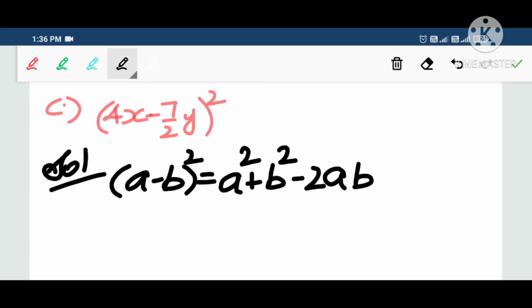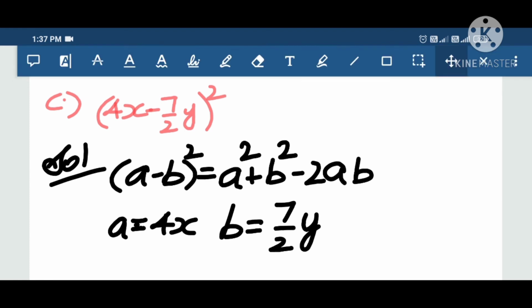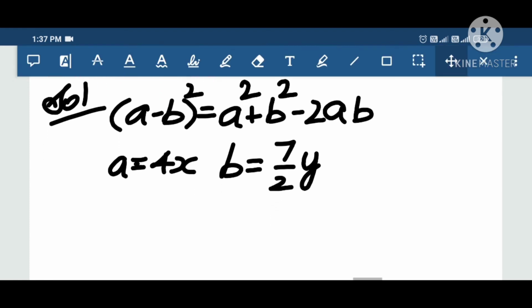Here we need to write the value of a and the value of b separately. The value of a is nothing but 4x. What is the value of b? b is nothing but 7 by 2y. So here you need to use some fraction rules also. When we multiply, we need to use the fraction rules. So you need to expand a square, b square and 2ab by substituting the values 4x and 7 by 2y.